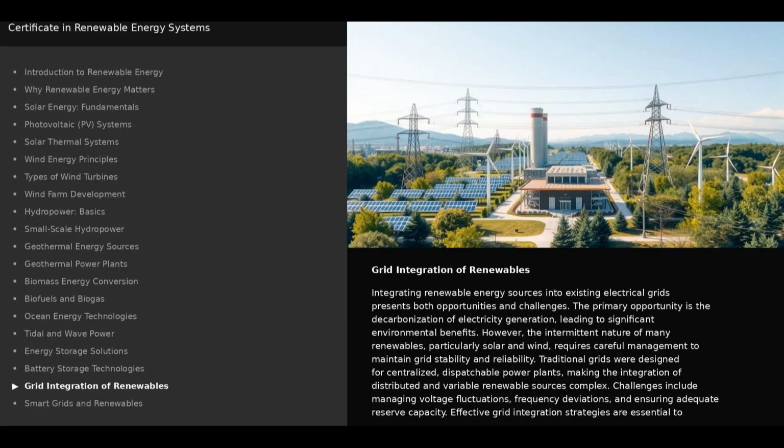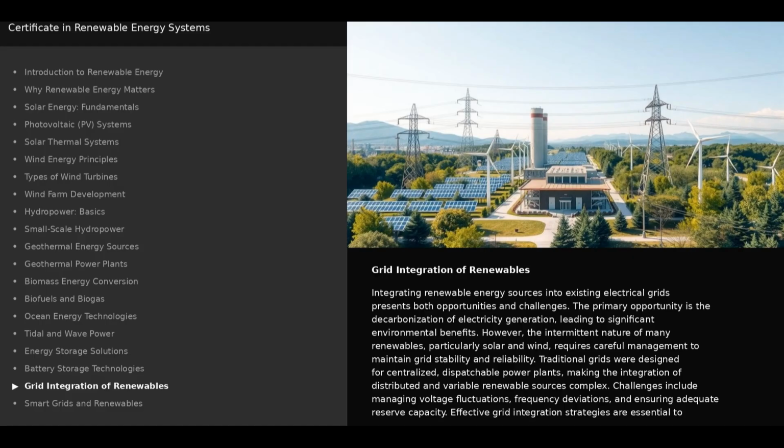Grid integration of renewables. Integrating renewable energy sources into existing electrical grids presents both opportunities and challenges. The primary opportunity is the decarbonization of electricity generation, leading to significant environmental benefits. However, the intermittent nature of many renewables, particularly solar and wind, requires careful management to maintain grid stability and reliability. Traditional grids were designed for centralized, dispatchable power plants, making the integration of distributed and variable renewable sources complex.